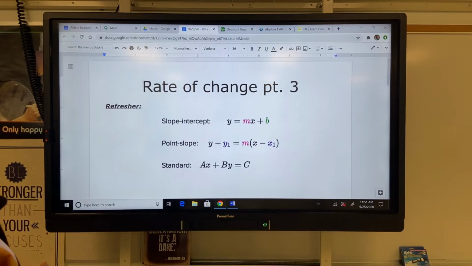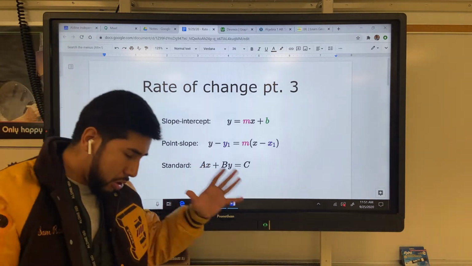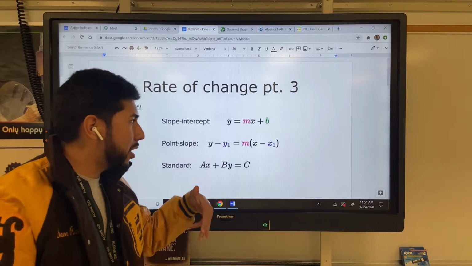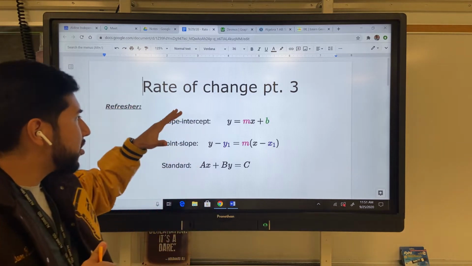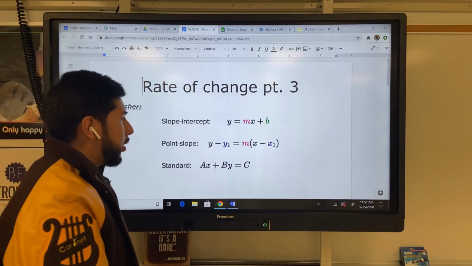Okay, rate of change part 3. I know we've been doing rate of change, which is also slope, for Thursday, Friday, and today, but it's very important that we understand the names and how to actually get the slope.